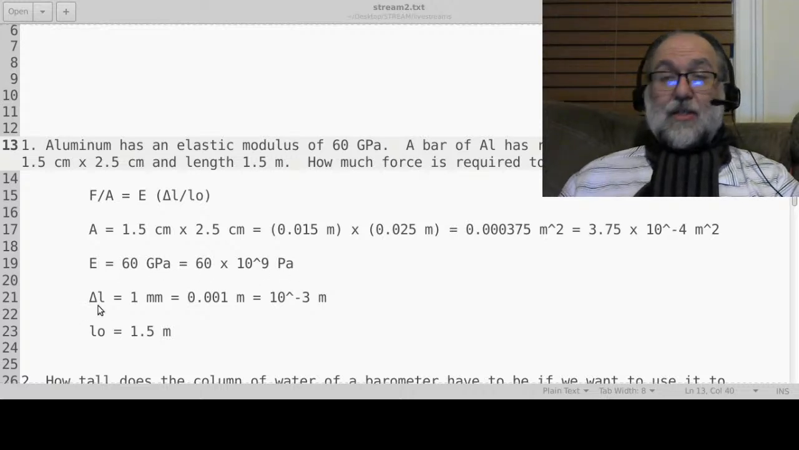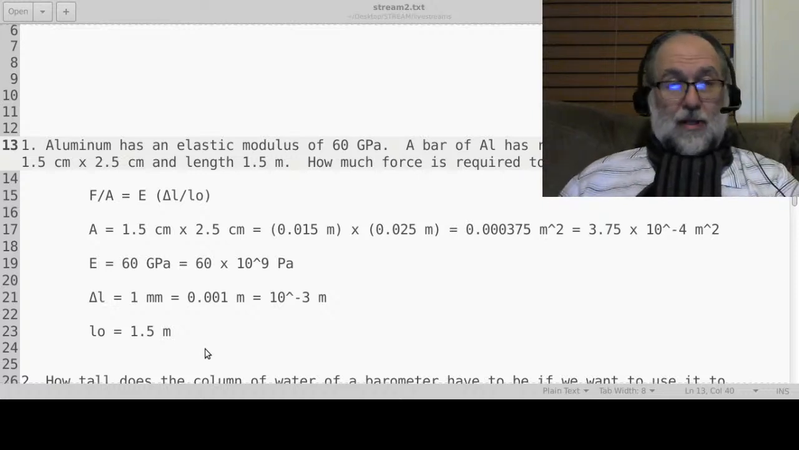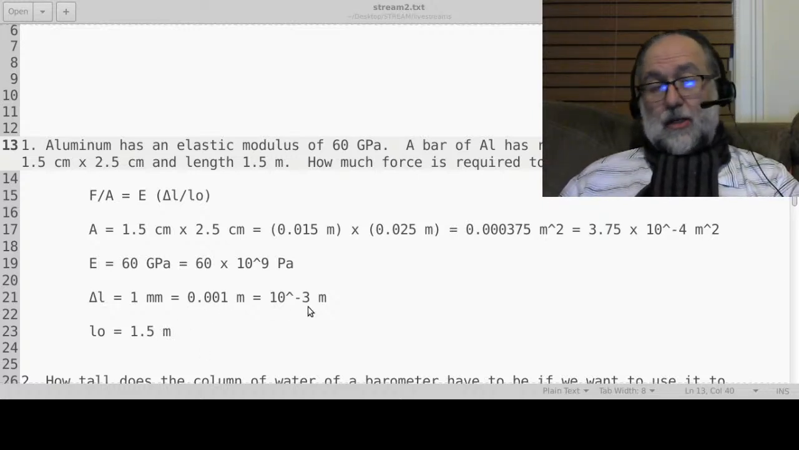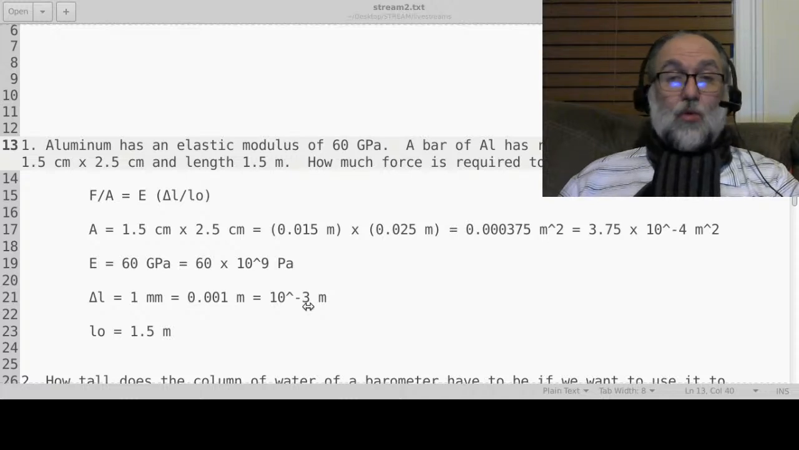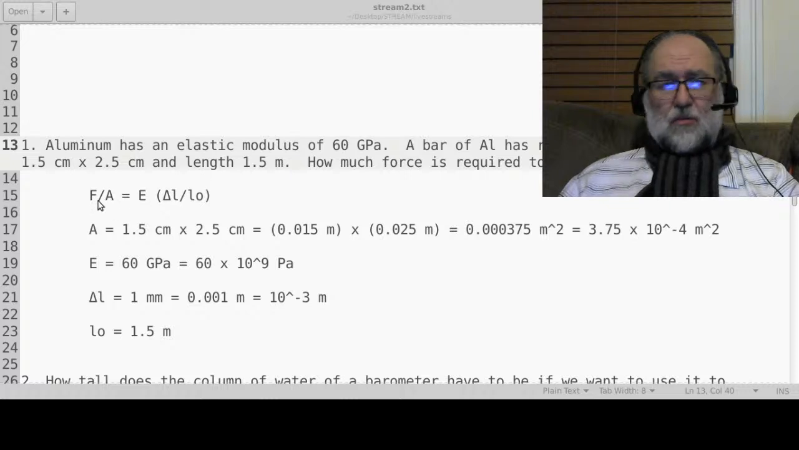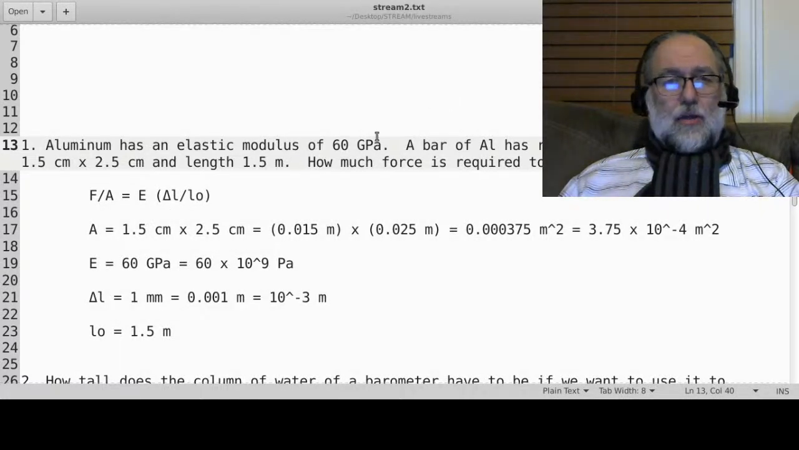The delta L, that's how much it deformed. I said it was 1 millimeter, but convert that to meters, it's 0.001 meters, or 10 to the minus 3 meters. And the original length was 1.5 meters. Nothing much deeper than to plug into this, but I like rearranging it before I plug in. So isolate F because that's what we're trying to solve. So just basically multiply both sides by A, and you get the following.